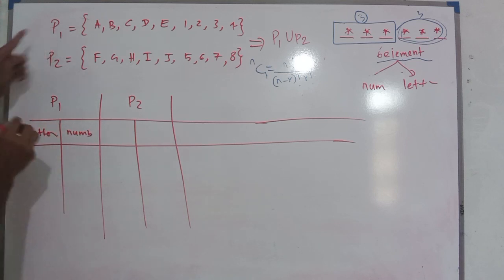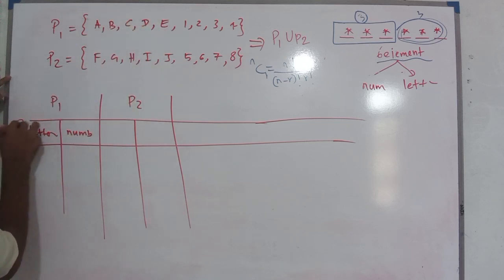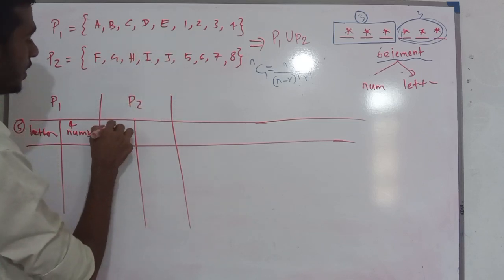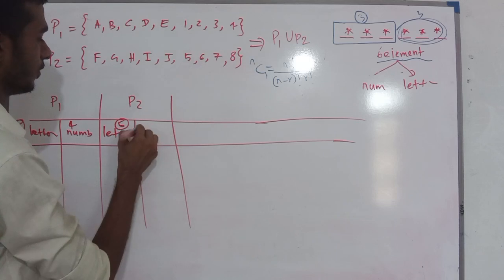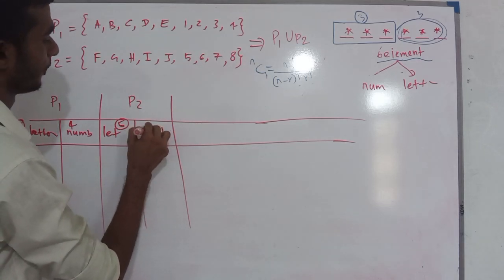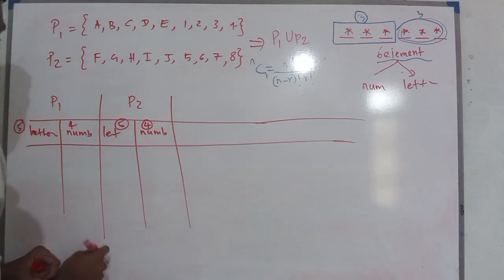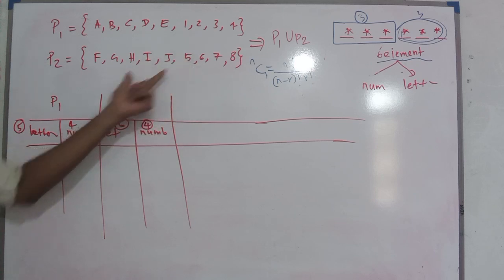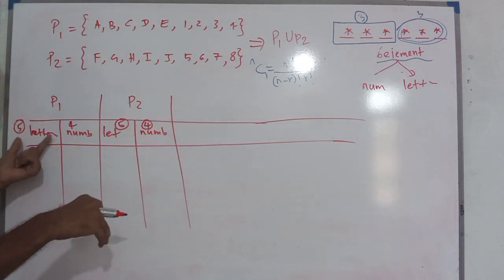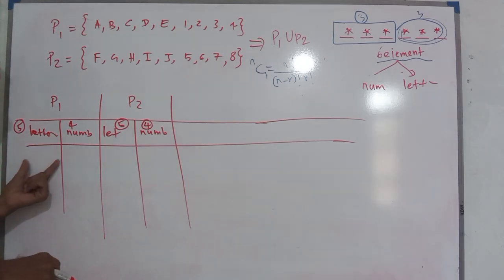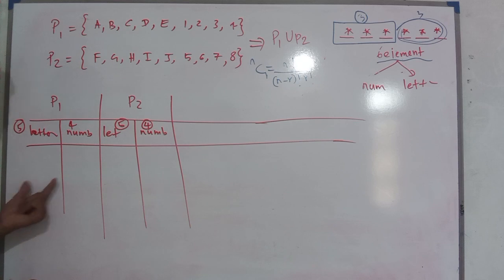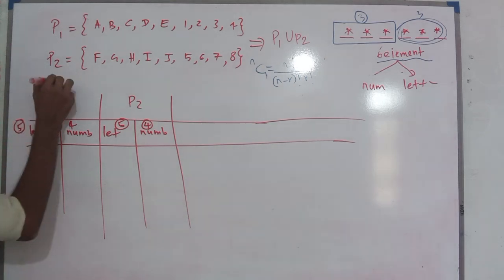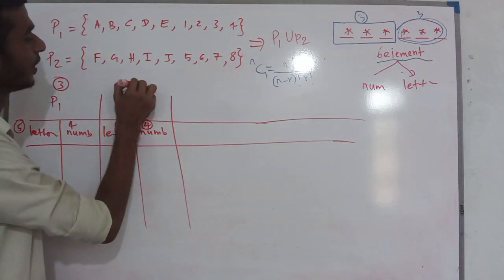How many letters do we have in P1? 1, 2, 3, 4, 5. So we have 5 letters and 4 numbers. And in P2, 1, 2, 3, 4, 5 letters and 1, 2, 3, 4 numbers, 4. Right? Now they are telling three elements should be selected from P1. Those three elements can be all letters, or two letters and one number, or one letter and two numbers. Likewise, we have to find out the possibilities. From P1 we have to select 3, and from P2 we have to select 3.